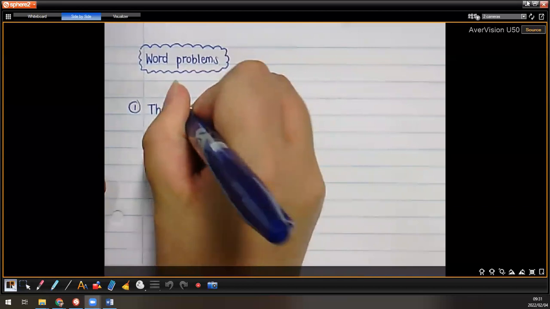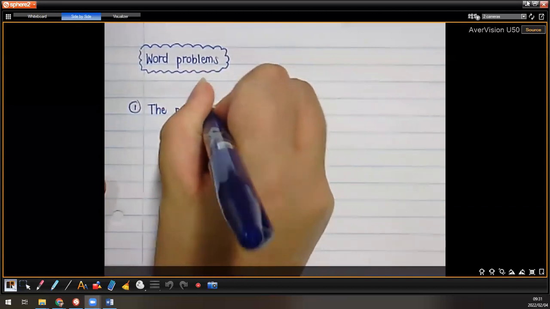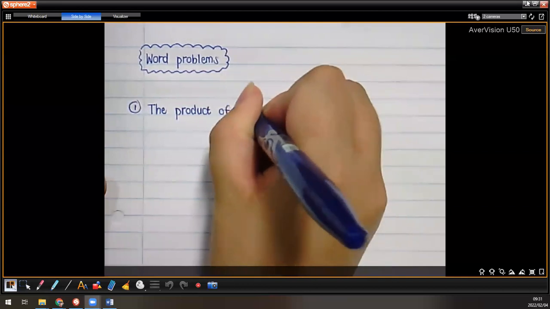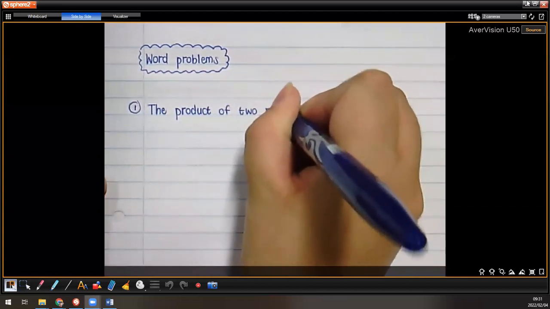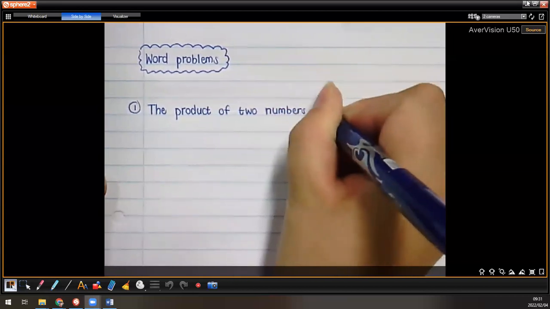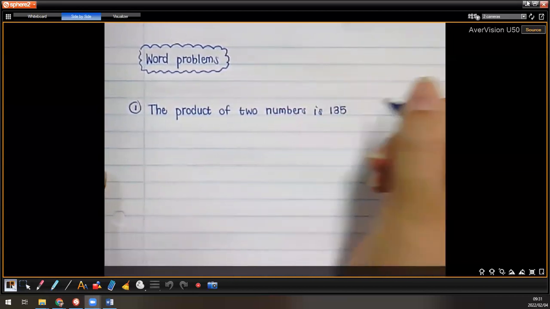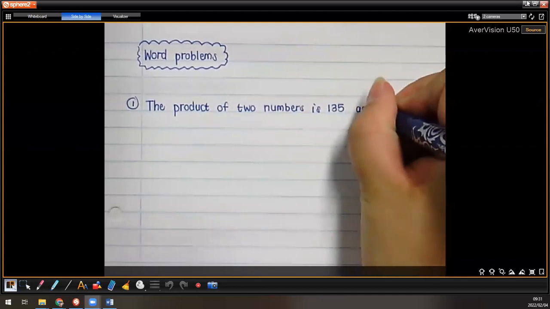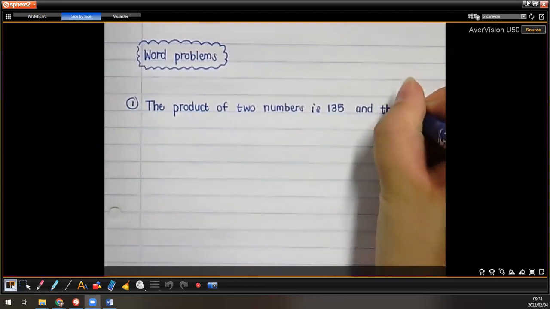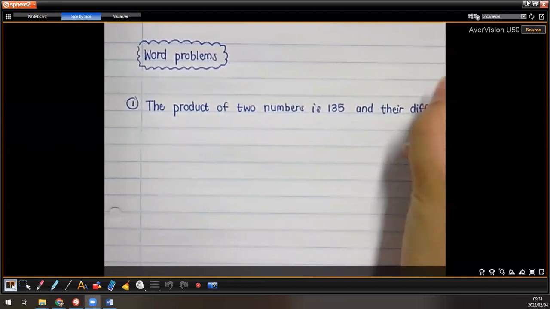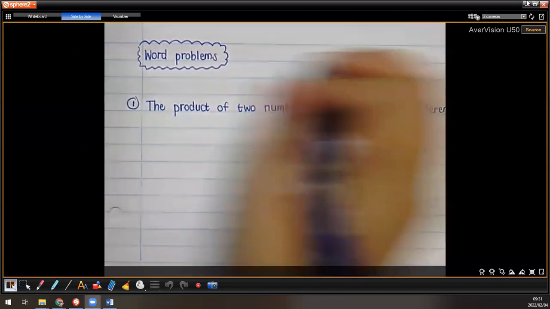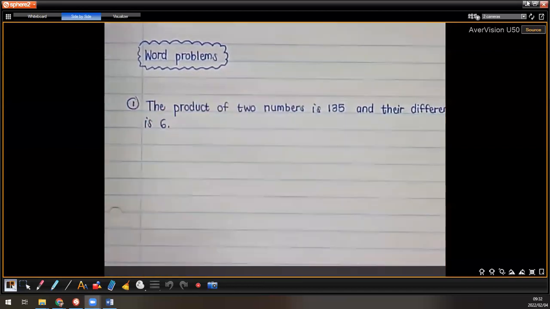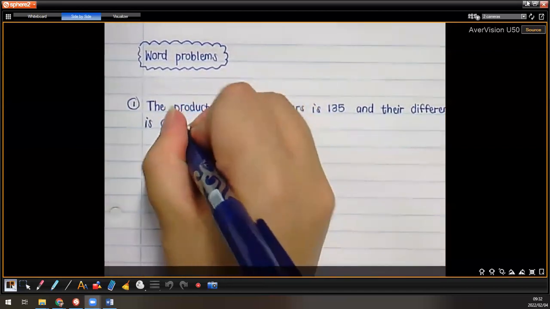They say the product of two numbers is 135. Let's remember that product is when you're multiplying two numbers together. So it's saying one number multiplied by the other one is 135, and the difference is 6. And they are asking us to determine the two numbers.